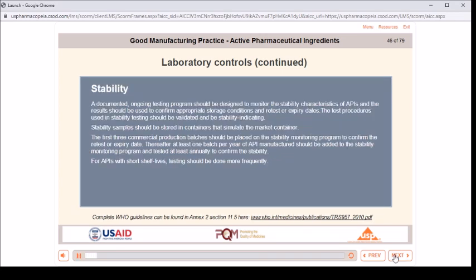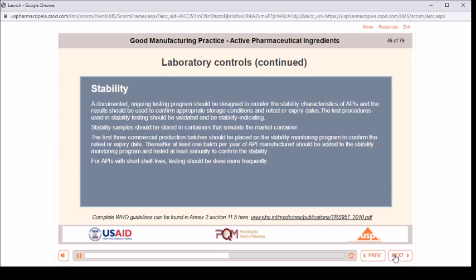Laboratory controls, continued. Stability. A documented, ongoing testing program should be designed to monitor the stability characteristics of APIs, and the results should be used to confirm appropriate storage conditions and retest or expiry dates. The test procedures used in stability testing should be validated and be stability indicating. Stability samples should be stored in containers that simulate the market container.